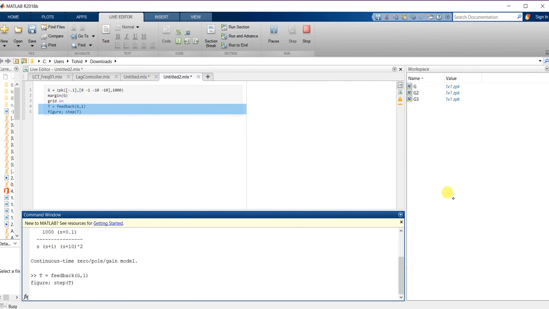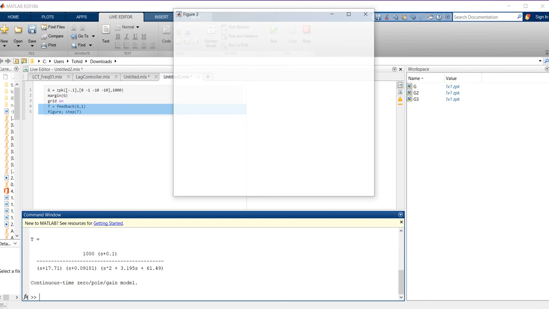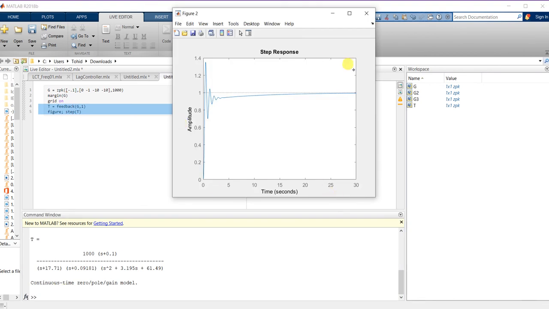And hopefully our closed loop system will be, you can see the transfer function, and here is the step response of the system, and you can see that it is stable.